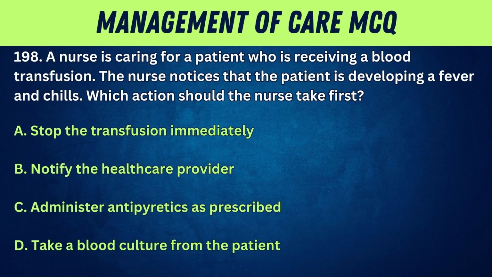198. A nurse is caring for a patient who is receiving a blood transfusion. The nurse notices that the patient is developing a fever and chills. Which action should the nurse take first? A. Stop the transfusion immediately. B. Notify the healthcare provider. C. Administer antipyretics as prescribed. D. Take a blood culture from the patient.